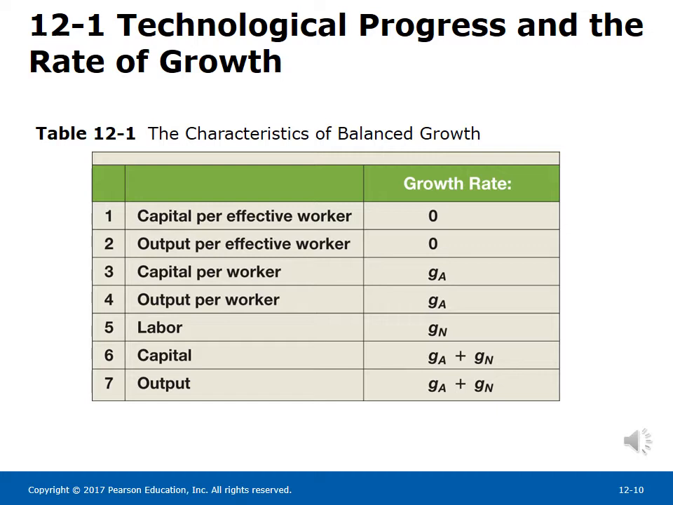Similarly, when the growth rate of capital per effective worker is set to 0, that is, the growth rate of capital minus the sum of the growth rate of population and the rate of technological progress, GA plus GN, is set to 0, it gives us the growth rate of capital being equal to GA plus GN. That implies capital per worker and output per worker are growing at the rate of technological progress. Or, in terms of labor, capital, and output, labor is growing at the rate of population growth, GN. Capital and output are growing at a rate equal to the sum of population growth and the rate of technological progress, GA plus GN.